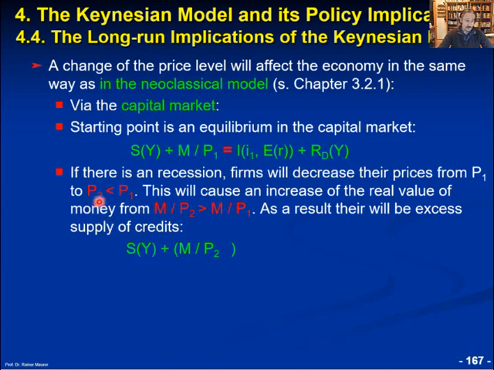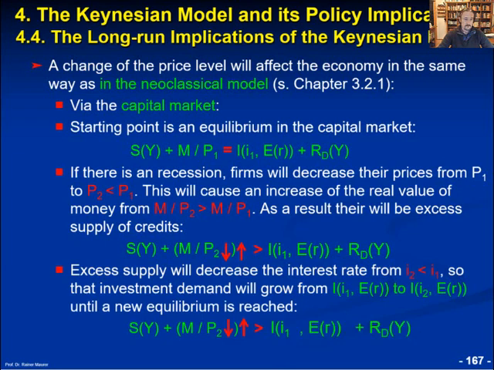So if the price goes down, because we are in a recession, the real value of money becomes larger than it was before. Well, this value gets smaller, downward arrow, and therefore this fraction gets larger, upward arrow. Now we would have, in the first logical second, a larger credit supply than credit demand. But we know that excess supply causes the interest rate to fall, and if the interest rate falls, then investment credit demand gets larger. And this larger investment credit demand restores the equilibrium on the capital market.